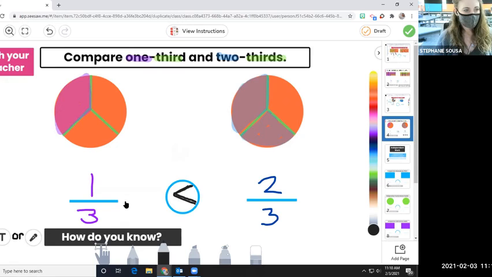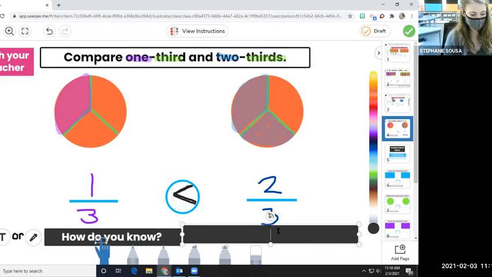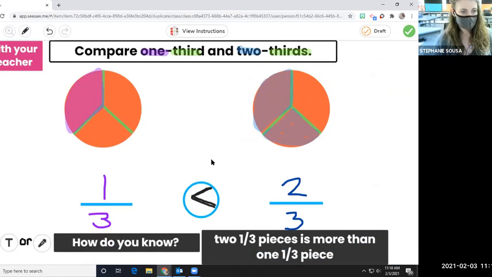Seeing a lot of you on your screen have already done the explanation. I appreciate you being responsible with your learning. If you need help with the explanation, here it is. 2 1/3 pieces is more than 1 1/3 piece. Any questions on that one?